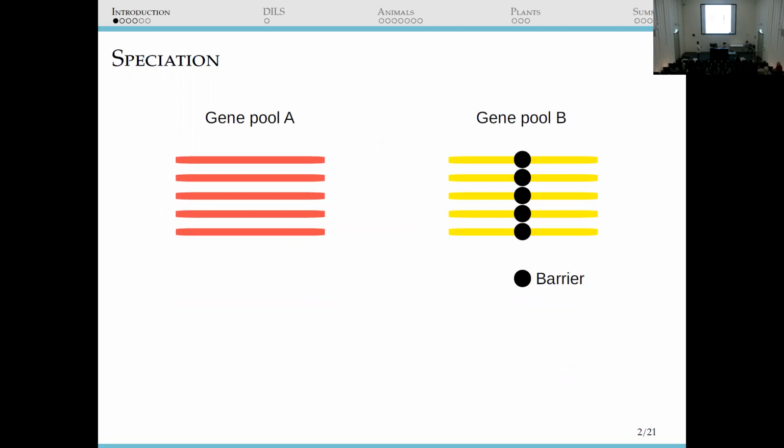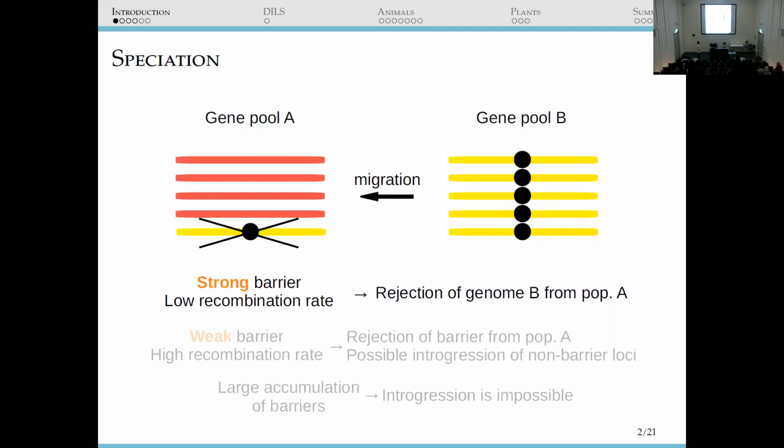Here you can see two gene pools, gene pool A and gene pool B. Here we have a very simplistic model of a species barrier. The species barrier is just a black dot. And a migration event is a physical transfer of one chromosome carrying this species barrier from population B to population A. From this situation, you can expect different results. If the barrier is very strong, or if there is a very low recombination rate around this barrier, we have the complete rejection of genome B from population A. So we have no introgression because the barrier is very strong, or because the recombination rate around the barrier is very low.